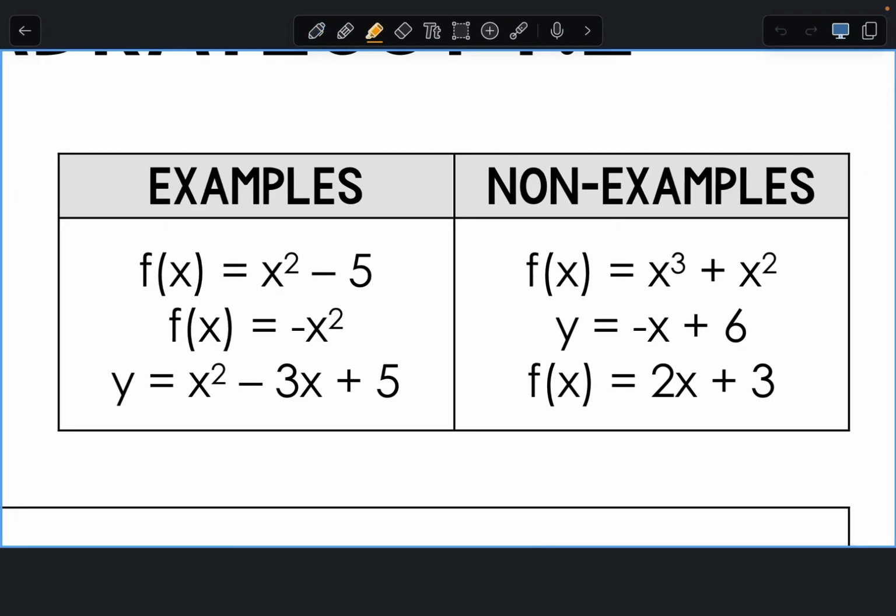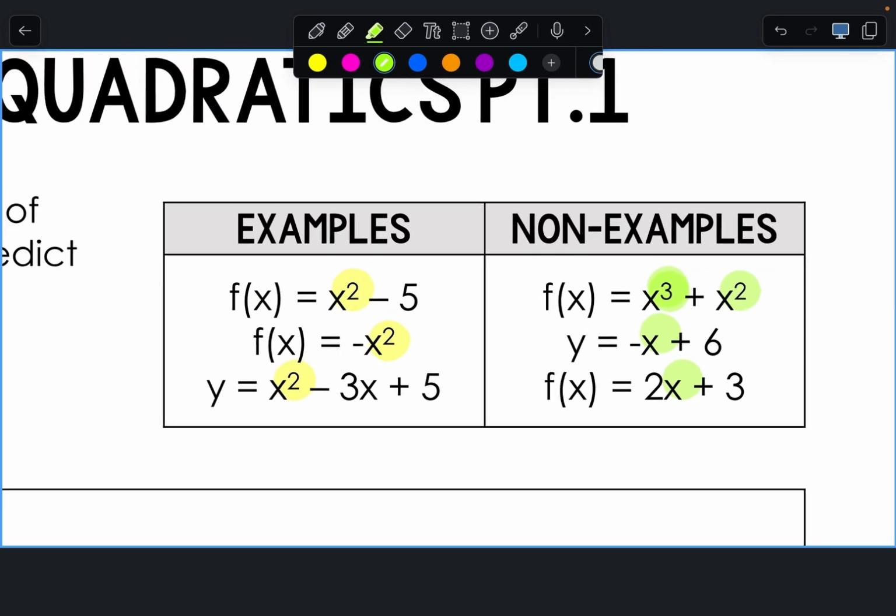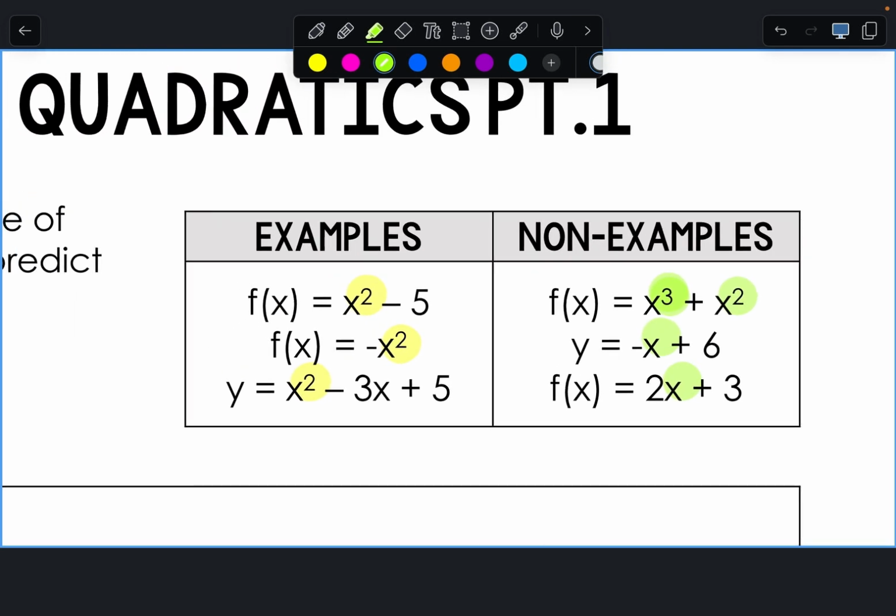Right. So, yes, every example of a quadratic function has that exponent of 2. If you look at the non-examples, this one has an exponent of 3, and this one has an exponent of 1. So a quadratic is always going to have that highest exponent of 2. Even though this one has an exponent of 2, it has that exponent of 3 that makes it a different function. So, if I look at a quadratic function, let me get my calculator.